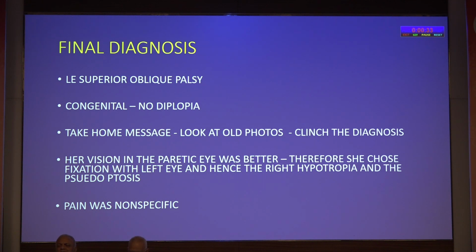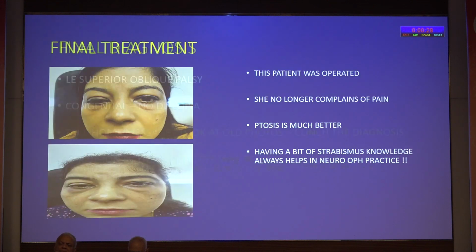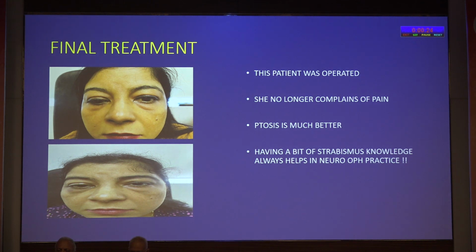Her vision in the paretic eye was better, and therefore she decided to fix with the paretic eye, and the pain was non-specific. So this patient was then operated. She no longer complained of pain. The surgery was done in the right eye for inferior rectus recession, left eye inferior oblique myectomy. The ptosis is much better. So having a bit of strabismus knowledge always helps in neuro-ophthalmology practice.